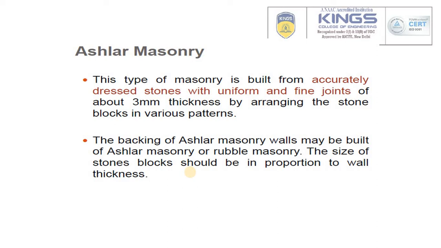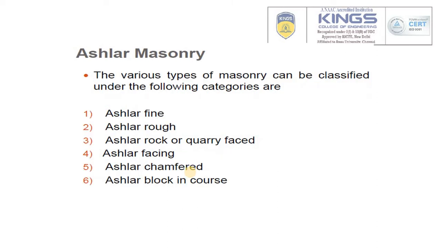The backing of ashlar masonry walls may be built of ashlar masonry or rubble masonry. The size should be in proportion to the wall thickness. That is the important primary motto in ashlar masonry. So there are various types of ashlar masonry available in building construction. They are ashlar fine, ashlar rough, rock or quarry faced, facing, chamfer, and ashlar block.